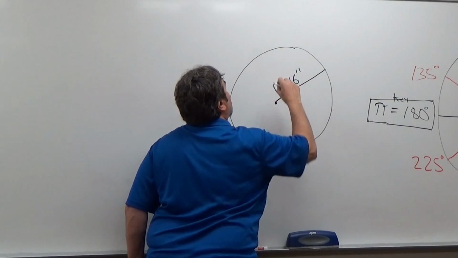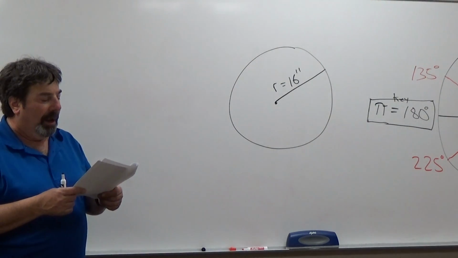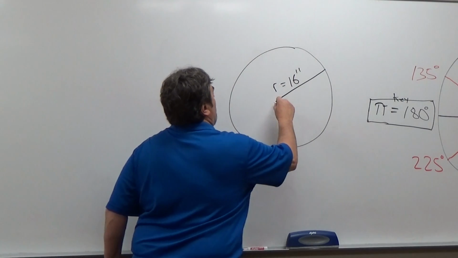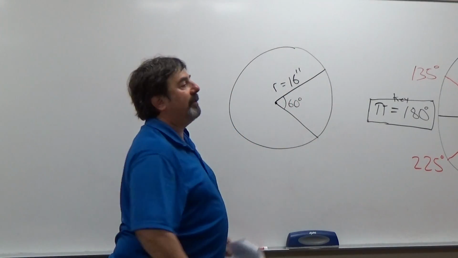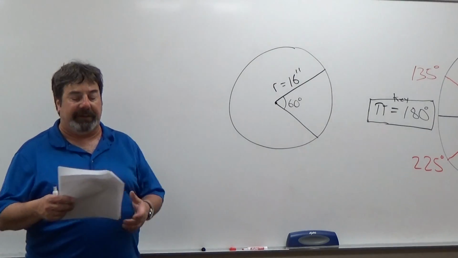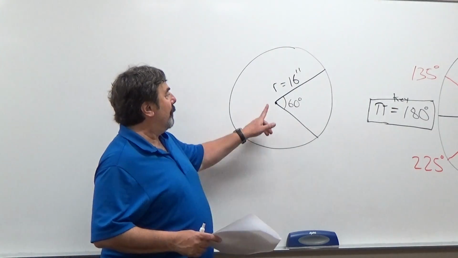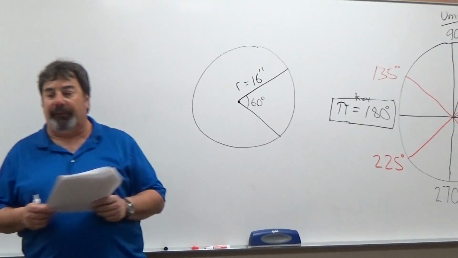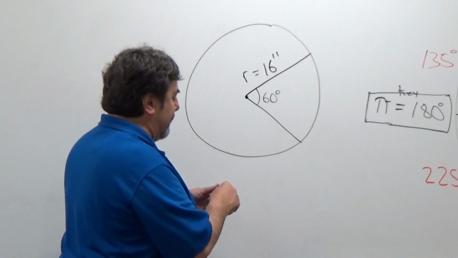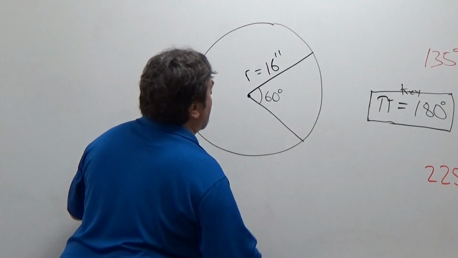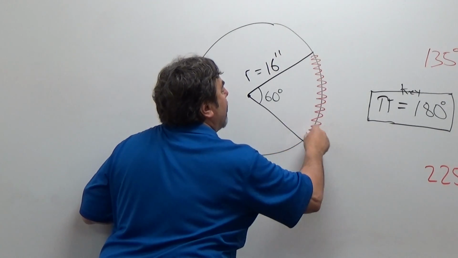Okay, so our radius is 16 inches and we have a central angle of 60 degrees. So this angle here is our central angle, and it is 60 degrees long. And they want us to find the length of the arc that is cut by that 60 degree central angle with a radius of 16 inches. So we want to find this length right here. What is the length of this arc?